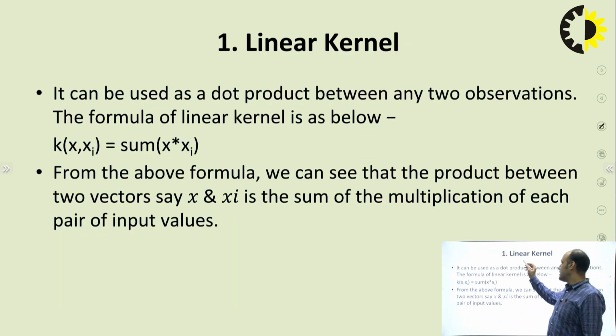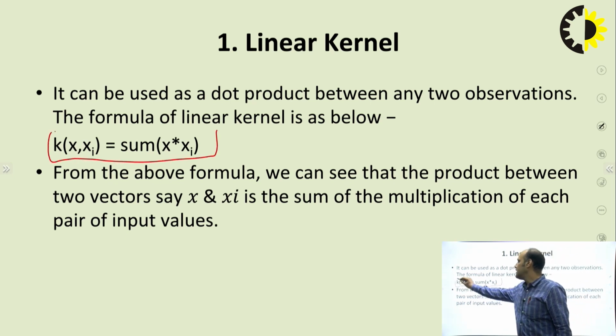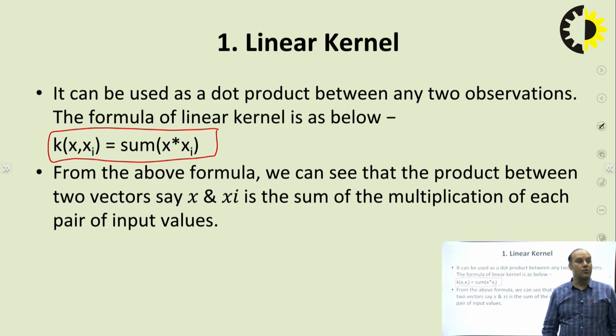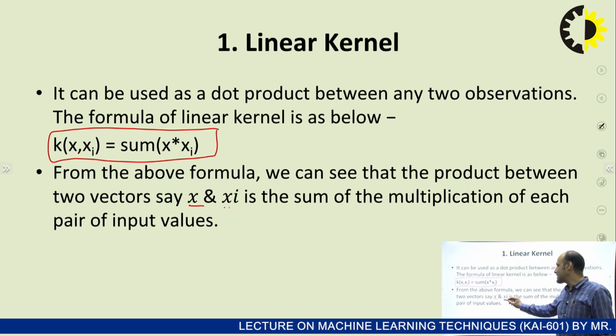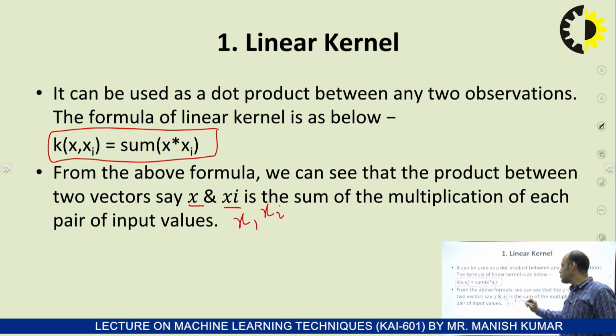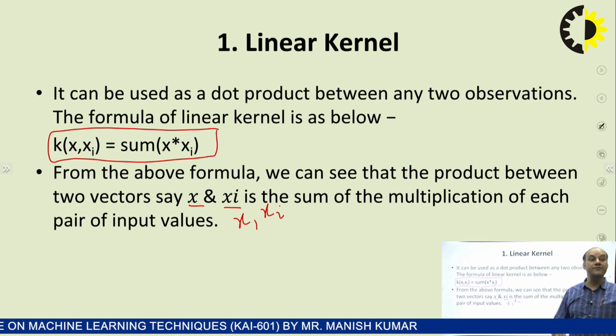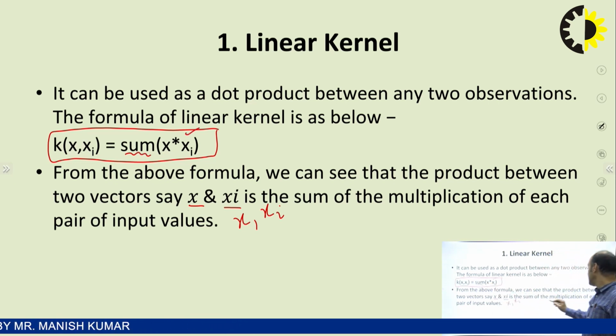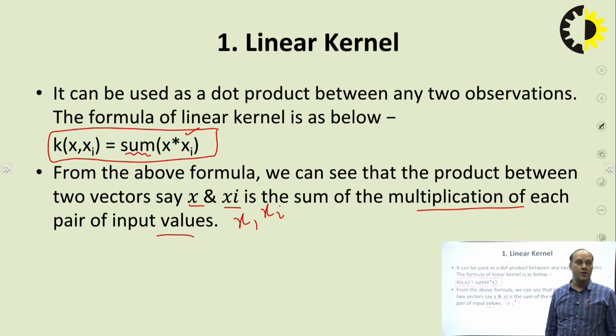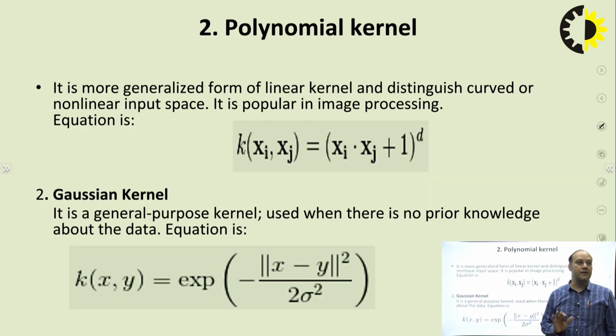As I have told you, linear function, linear means simple function. So this is a function k(x, xi). The formula for this is sum of x times xi. So from the above formula we can see that it is the product between two vectors, x and xi. What is the product? It is the sum of the multiplication. We sum the multiplication of each pair of input values. So this is a simple linear kernel, right?